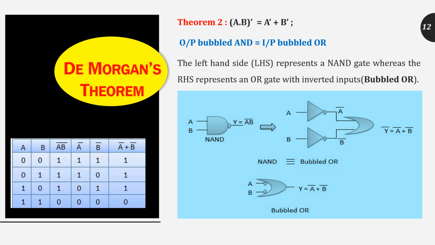So let's look into the logic diagram of theorem 2. We can have it as Y is equal to (AB) the whole bar. We can represent that using the NAND gate, which is equivalent to an input bubbled OR gate. So A and B are inverted using two inverters and they are ORed. So Y is equal to A bar plus B bar. That is, NAND is equivalent to bubbled OR gate. So this is the logic diagram of theorem 2.